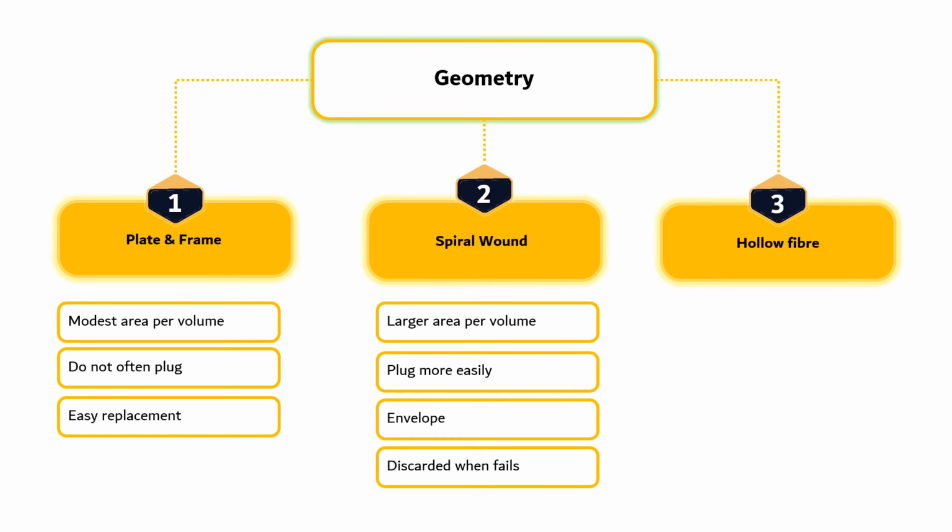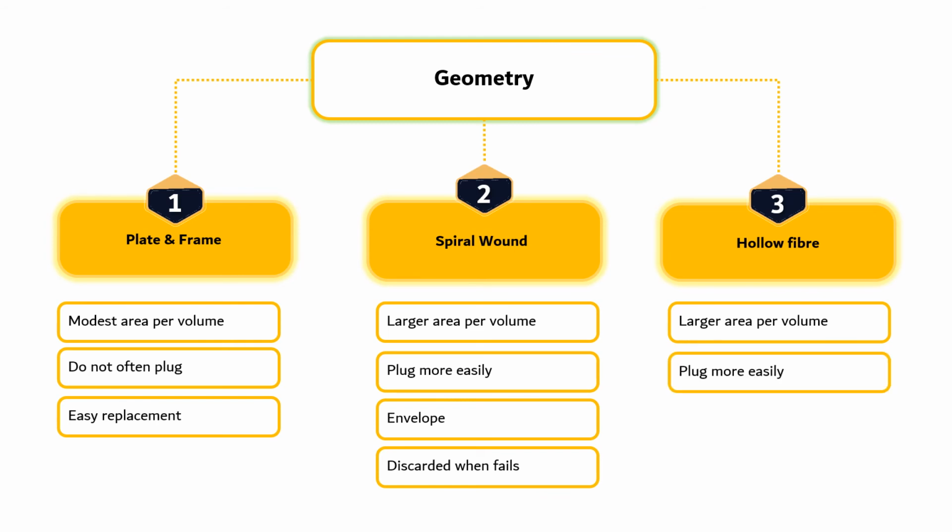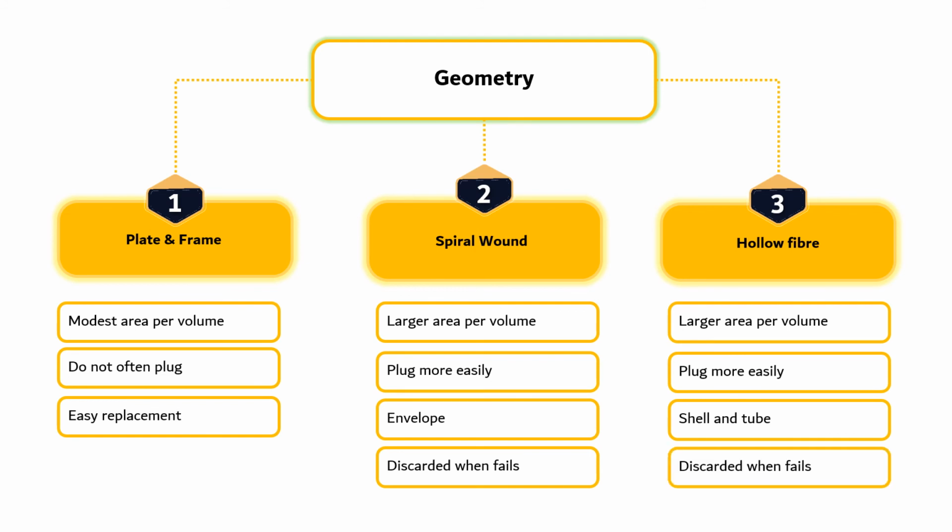Third, hollow fiber module. It has a larger area per volume but plugs more easily. The shape is like a small shell and tube heat exchanger in which the tubes are microporous fiber membranes. The suspension being filtered flows down the fiber's interior, the fiber's lumen, and filtrate is collected from the outside of the fibers on the shell side. It is often discarded when part of the filter fails.